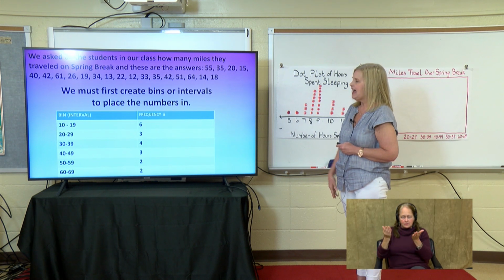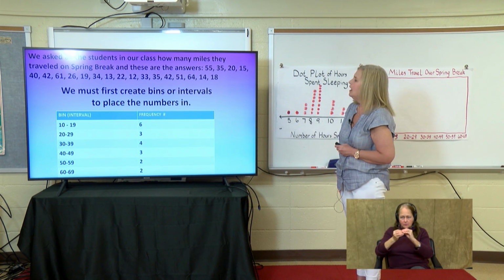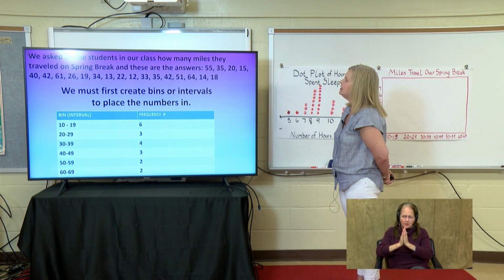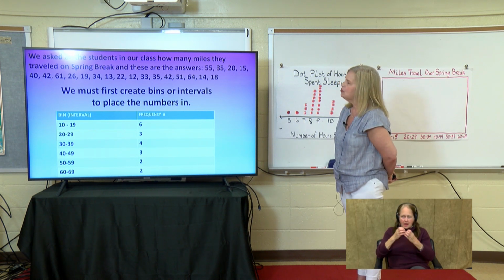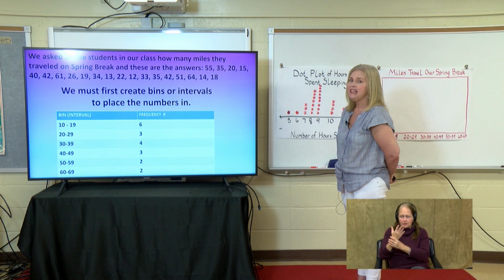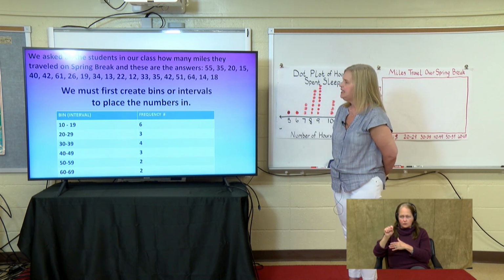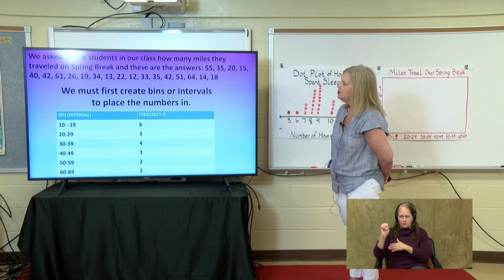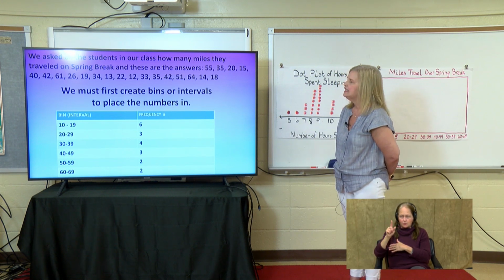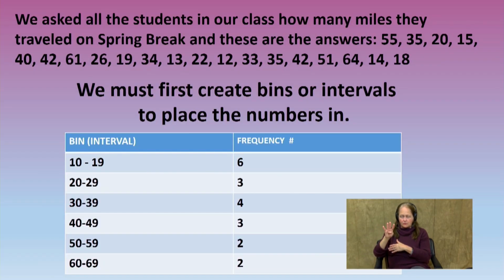Okay, so here's data. I've already inserted the numbers. We asked all of the students in our class how many miles they traveled on spring break, and these are their answers: 55, 35, 20, 15, 40, 42, 61, 26, 19, 34, 13, 22, 12, 33, 35, 42, 51, 64, 14, and 18. Remember, this is miles traveled during spring break.